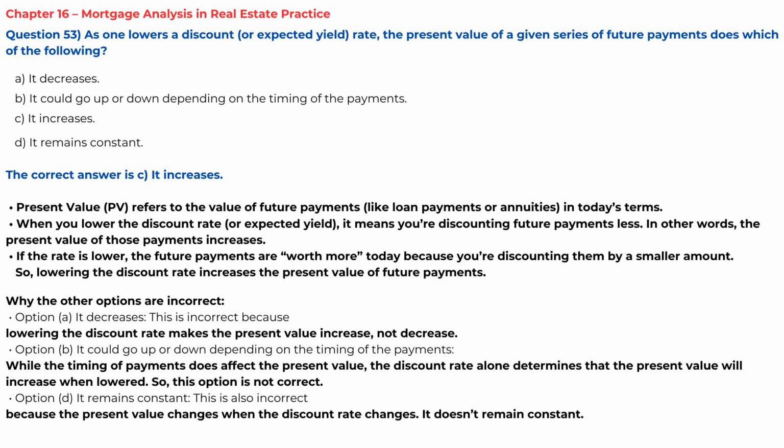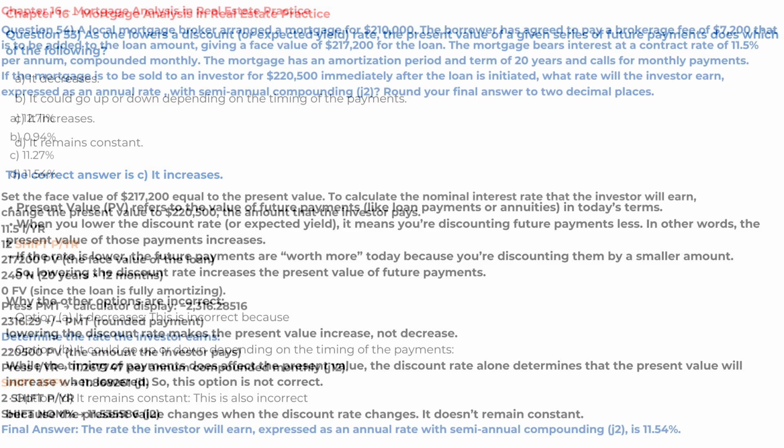Why the other options are incorrect. Option A, it decreases. This is incorrect because lowering the discount rate makes the present value increase, not decrease. Option B, it could go up or down depending on the timing of the payments. While the timing of payments does affect the present value, the discount rate alone determines that the present value will increase when lowered. So this option is not correct. Option D, it remains constant. This is also incorrect because the present value changes when the discount rate changes. It doesn't remain constant.